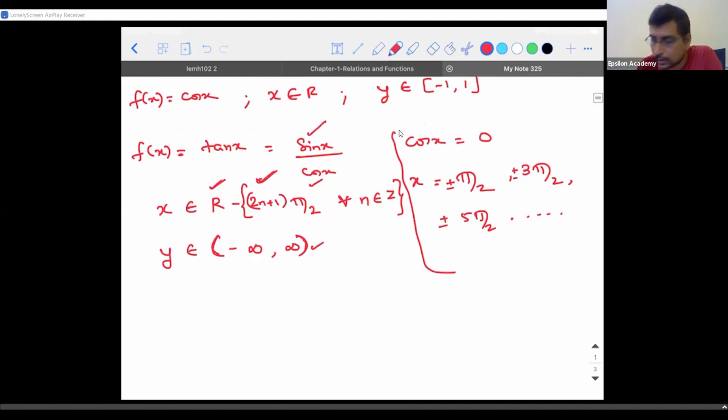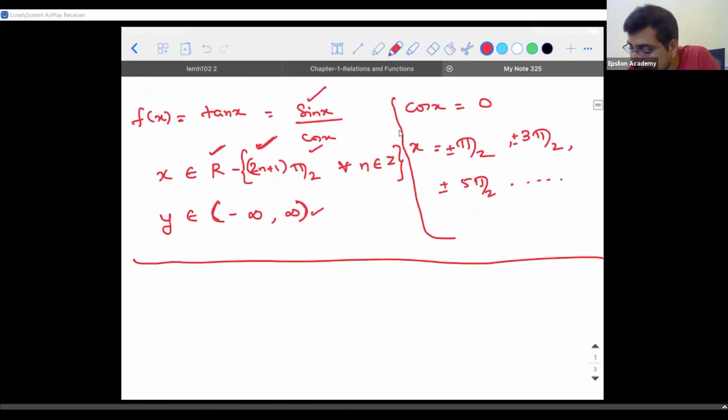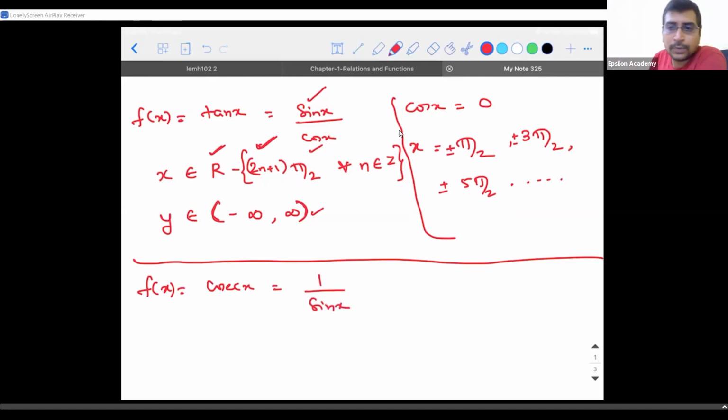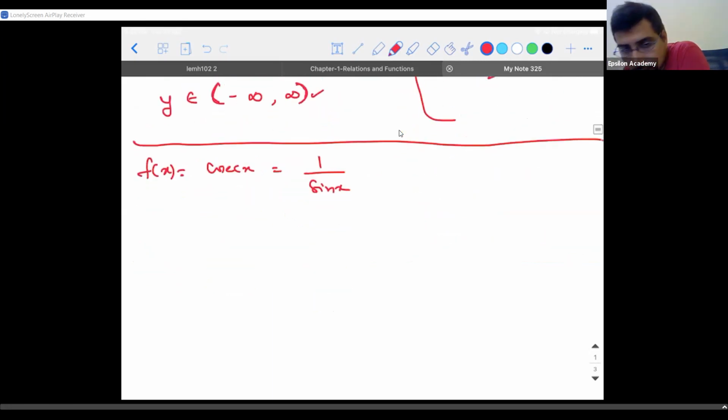Now I will extend it to the other trigonometric functions. If I say cosecant x, then what is that going to be? I can write it as 1 by sin x. I still wrote it in the form of a rational function. So x belongs to any real number except, I should not substitute those values of x which will generate sin x to be 0. So what are all the values at which sin x becomes 0? X is equal to 0.